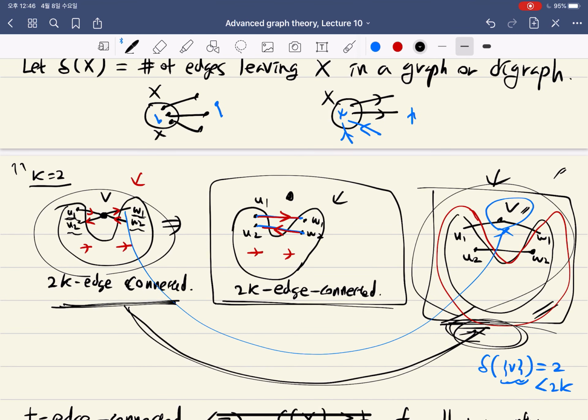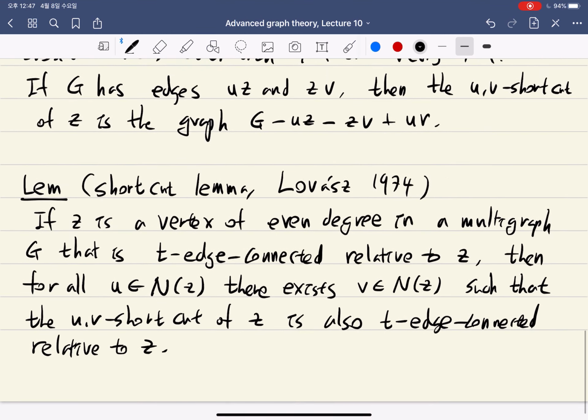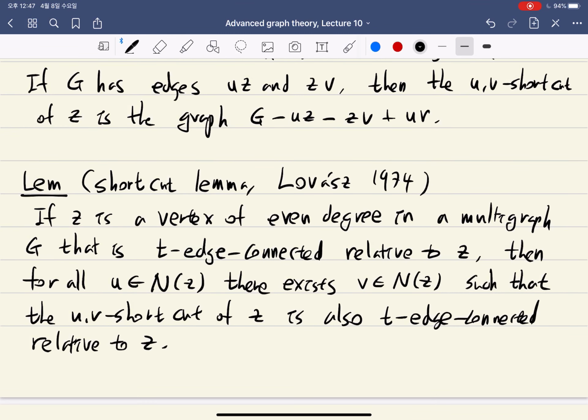So this is exactly what we want. We have this graph, and then you take the shortcut, then that's again 2K-edge connected relative to this vertex. And then you do it again, then this is again 2K-edge connected relative to this vertex. But this vertex itself is an isolated vertex, so if you just forget it, then the resulting graph is 2K-edge connected. So we later apply the induction hypothesis to here to get the orientation, which naturally gives an orientation on the original graph, which is our desired one. That's what we want to check later.